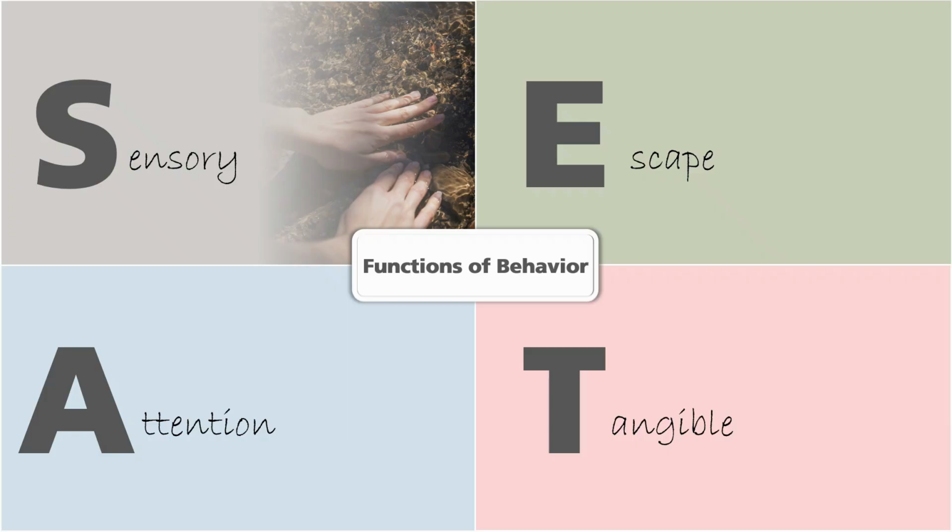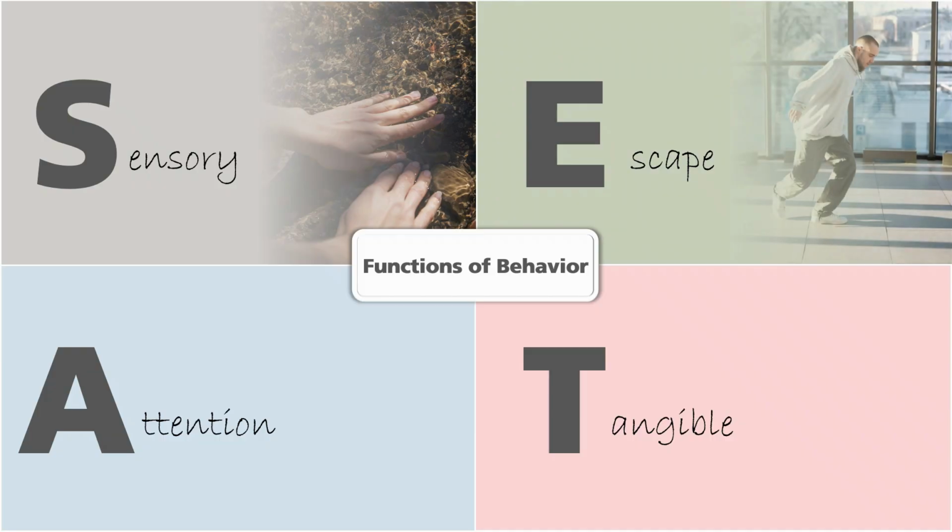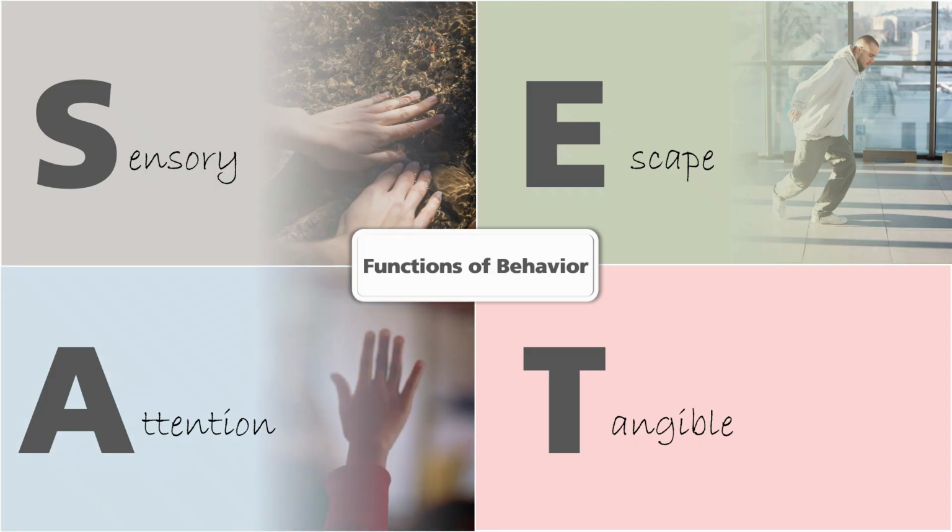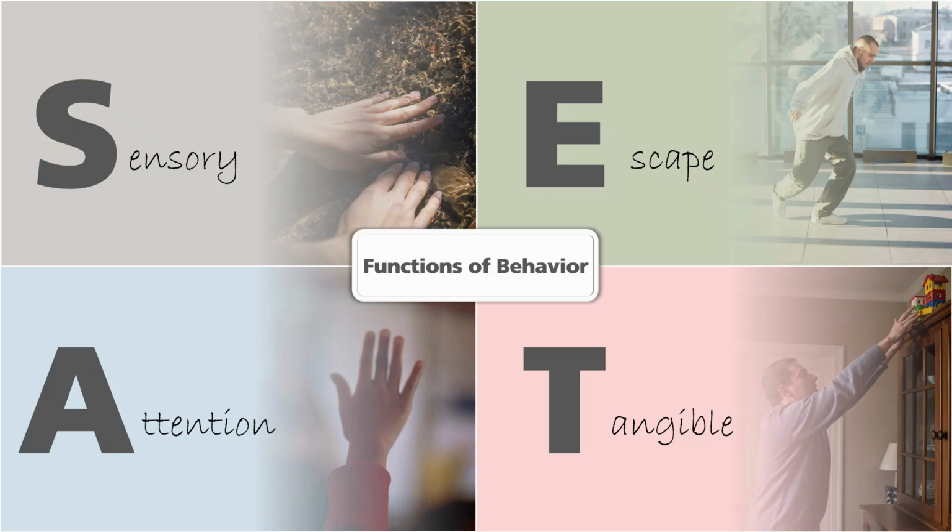The E stands for escape. Sometimes the only way our loved one can tell us they don't like something is by trying to get away from it. The A stands for attention. Many of us say nothing when our child is behaving well, yet provide lots of attention if they are misbehaving. If this is the case, our loved one may seek out our engagement through negative behaviors. The T stands for tangible, but it may be easier to remember this as touch or try. Negative behavior can occur because a person wants access to an item or a preferred activity.